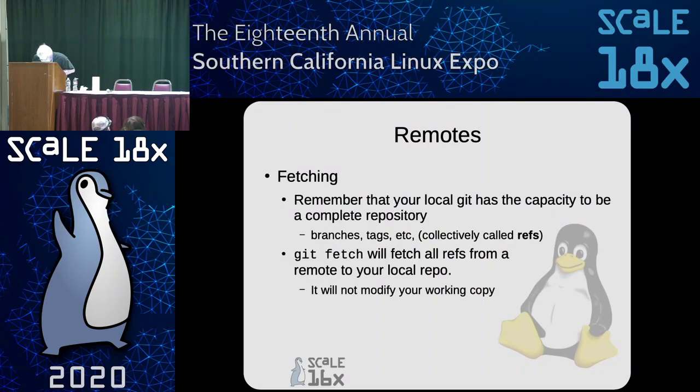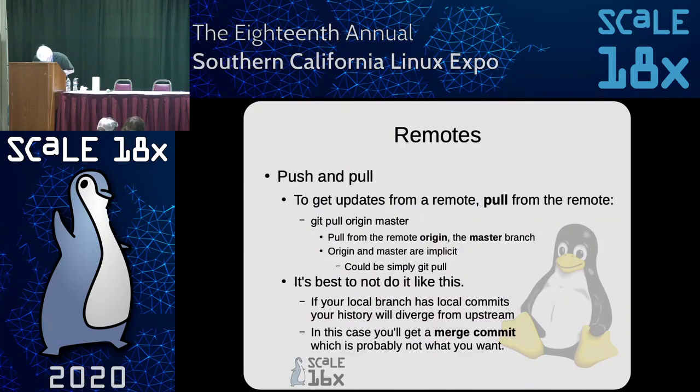Fetching. Remember that your local Git has the capacity to be a complete repository. You know, you can have your own branches, tags, etc. Git fetch will fetch all of the branches, tags, etc., called refs, from a remote to your local repository. It will not modify your local copy, or your working copy.